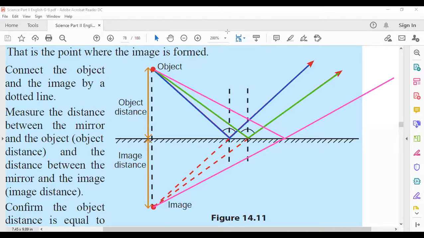Amna, careful. Amna Mustafa. I asked you to measure from here to here. Object distance. Measure and tell me, each of you.